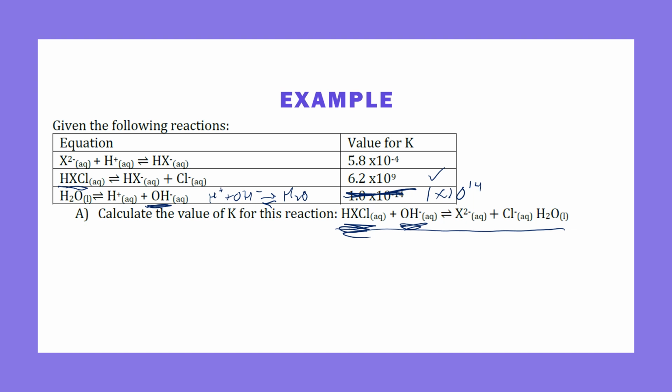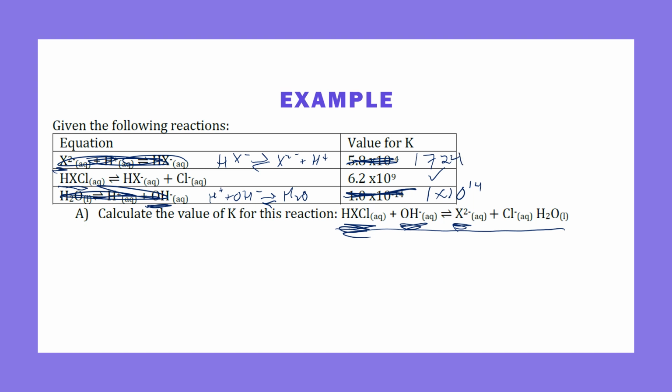So there's that. And then the X negative 2 is also on the wrong side of the equation. So I want to flip that one as well. HX negative, X2 negative, and H plus. Let me go ahead and cross that one out and that one because we've changed them. And since I flipped the reaction, I want to take the inverse for K. And when you do that, you get 1724.